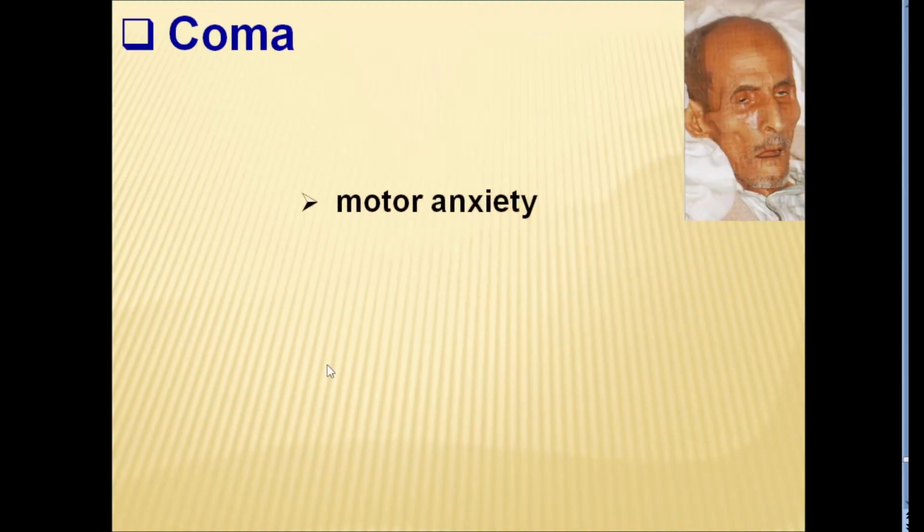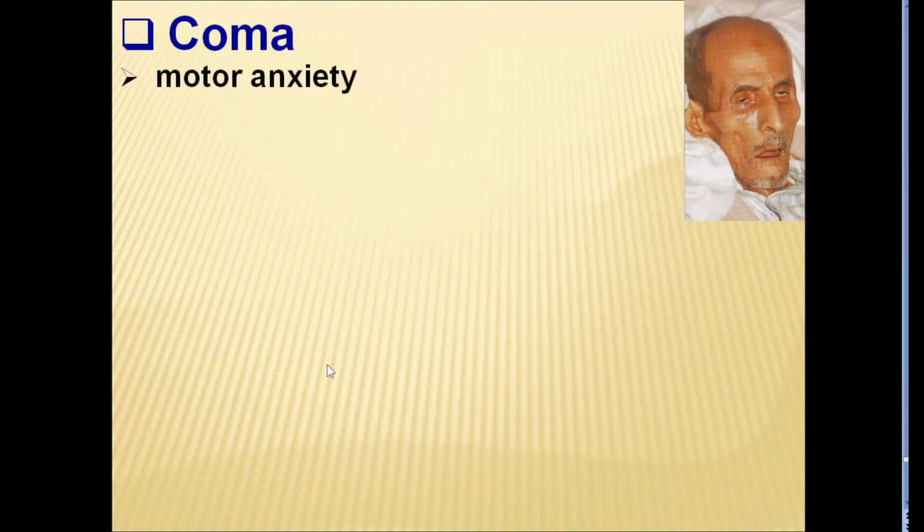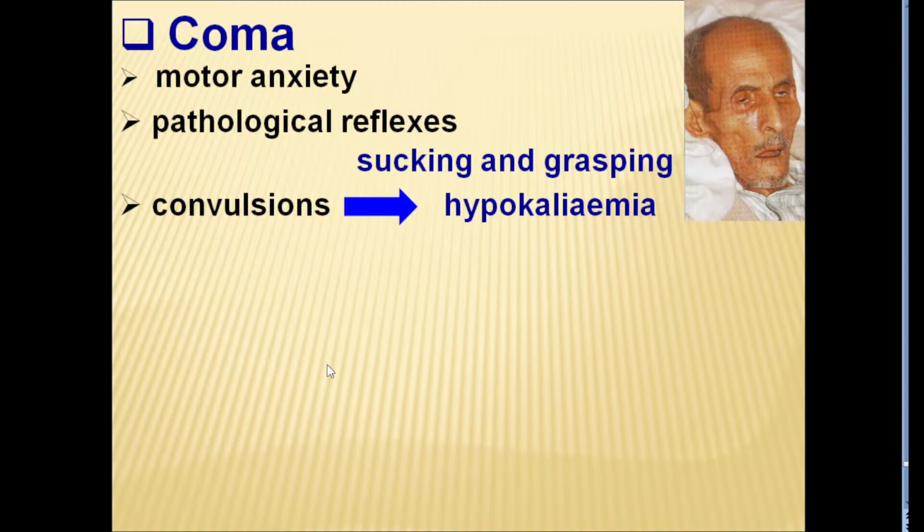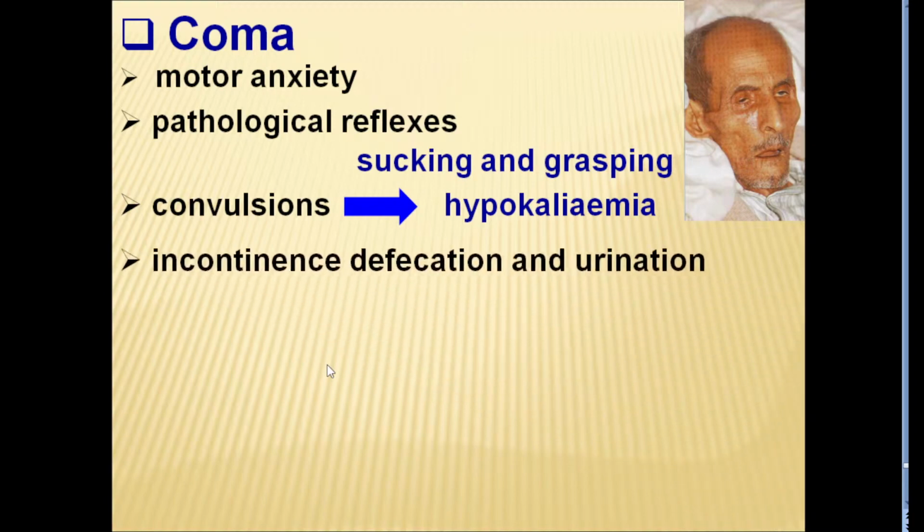Comatose period. First of all, the patient doesn't respond to our stimulating agents. We can see motor anxiety with pathological reflexes, sucking and grasping. If you put a spoon to the lips, we can see sucking. If we put some object to the palm, grasping reflexes. But the patient is unconscious. We can see convulsions due to disordered electrolyte metabolism, and first of all due to hypokalemia.